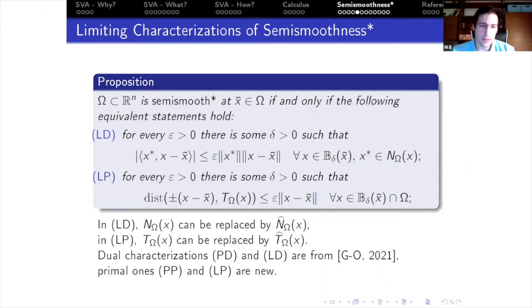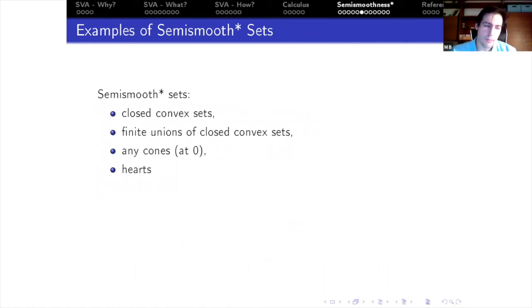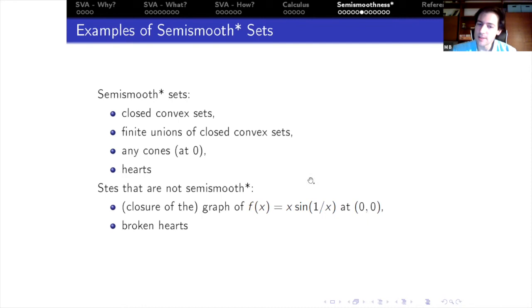Before that, just to say that many, many sets are semi-smooth star. So you can consider, for instance, a heart, and any finite unions of closed convex sets. So it's not a restrictive assumption at all. It's very commonly satisfied. You would have to construct something like sine of 1 over x to violate this property. Or if you consider a broken heart, again, you have to break it infinitely many times to violate semi-smoothness star.